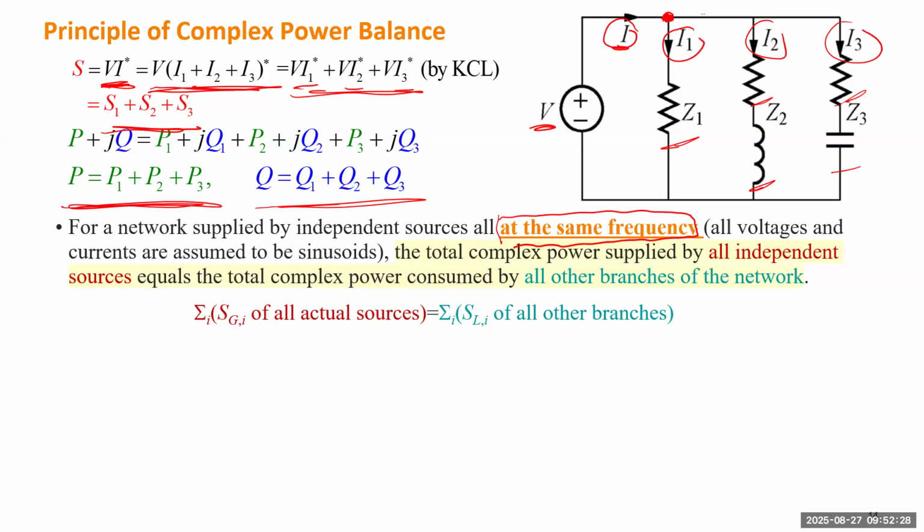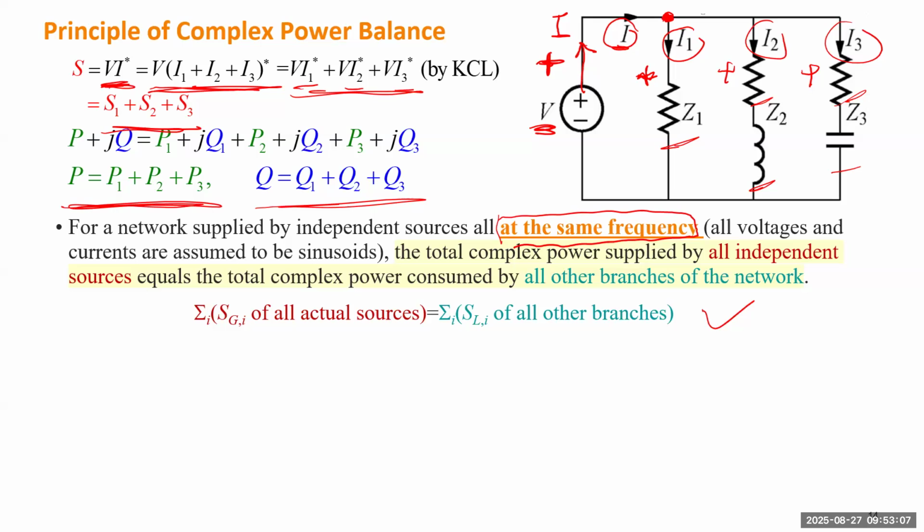of those branches. When you calculate complex power, you have to define the polarity. For the source, you use the voltage and the current leaving the positive terminal. When you do the calculation for the others, you use the current going into the positive terminal. That is consistent with our assumption about how we define source or load in the AC circuit. Then this equation will hold.